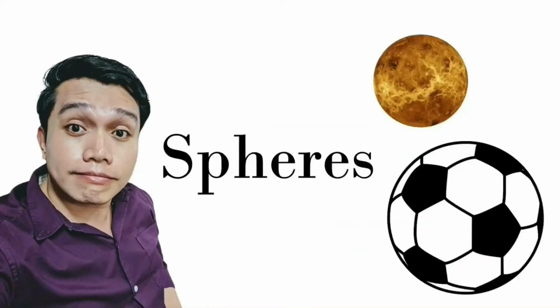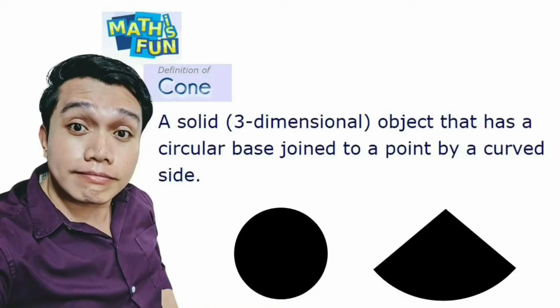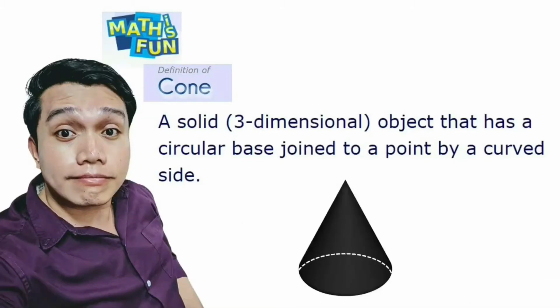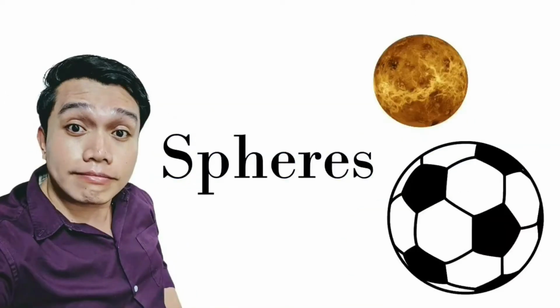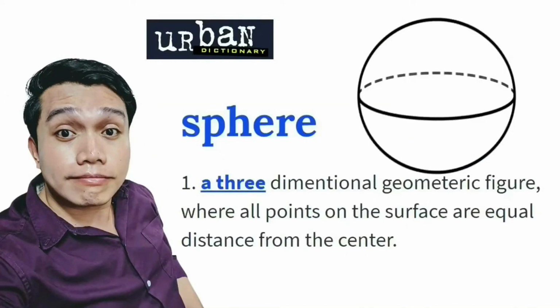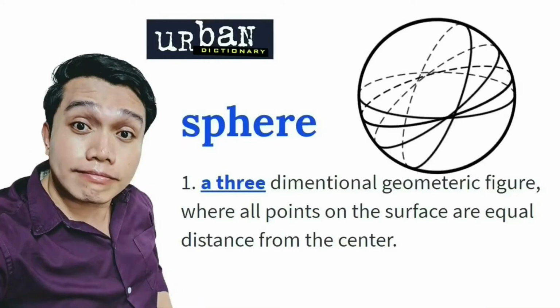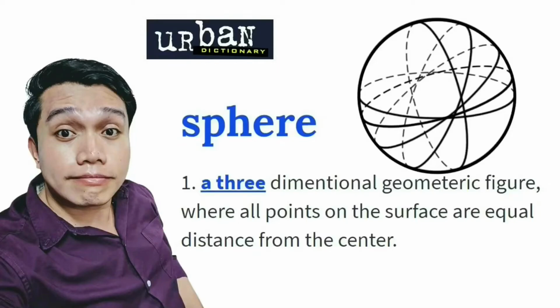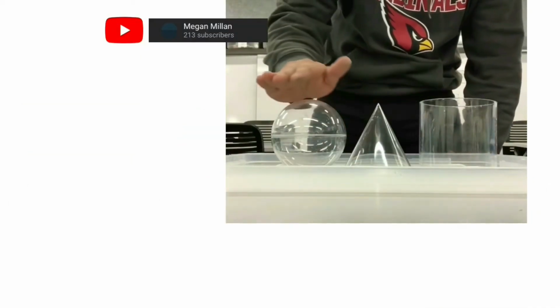Let's talk about our last two solid figures, cones and spheres. Cones are solid three-dimensional figures that has a circular base joined to a point by a curved side. Think of a cone as a pyramid with circular bases. Its lateral face, when unfolded, looks like a pie with a curved base. Spheres, on the other hand, are three-dimensional geometric figures where all points on the surface are of equal distances from the center. You can think of a basketball as an example of spheres. To find the volumes of cones and spheres, we need to compare them to the volume of cylinders.